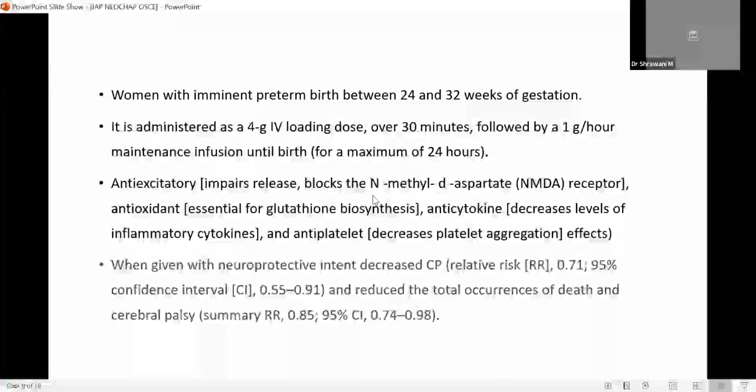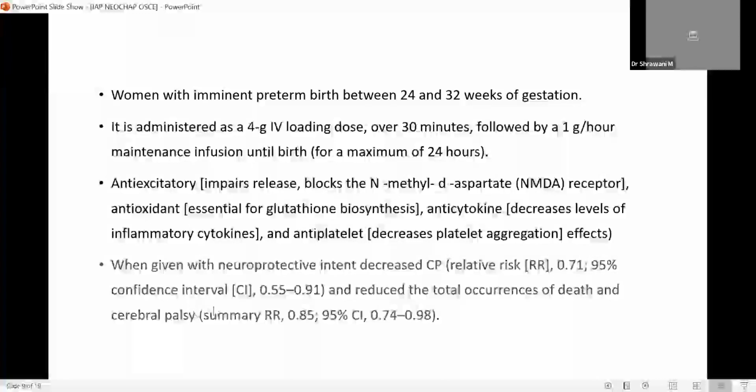It blocks the NMDA receptors, thereby blocking the influx of calcium, and it acts as an anti-excitatory, antioxidant, and anti-cytokine agent. It decreases inflammatory cytokines like tumor necrosis factor and interleukins, and it also has antiplatelet effects. The main action is that it blocks the NMDA receptors.